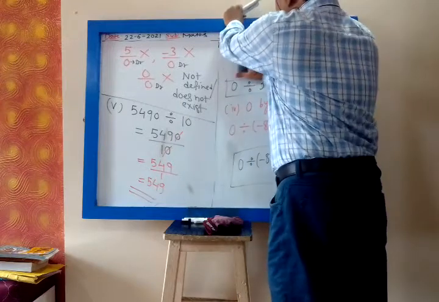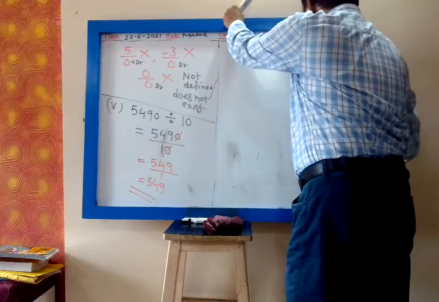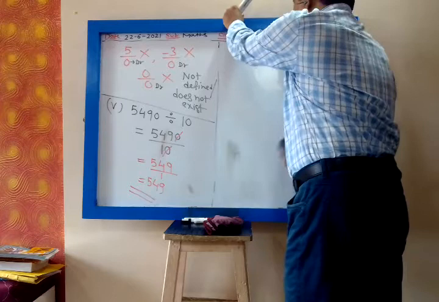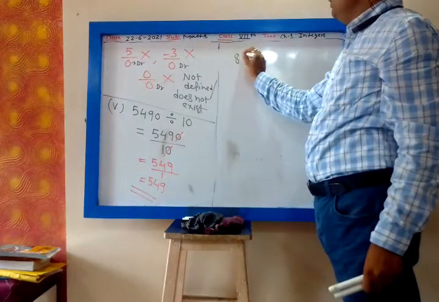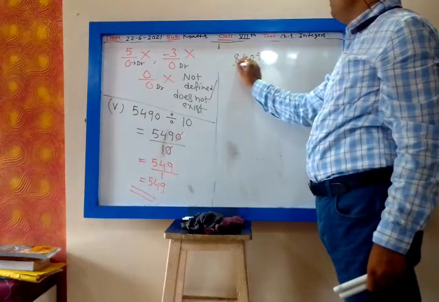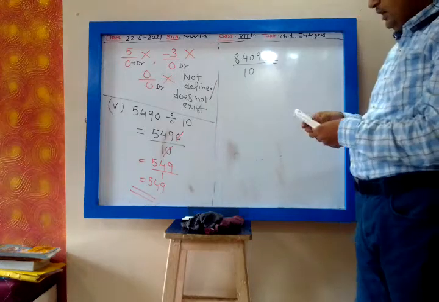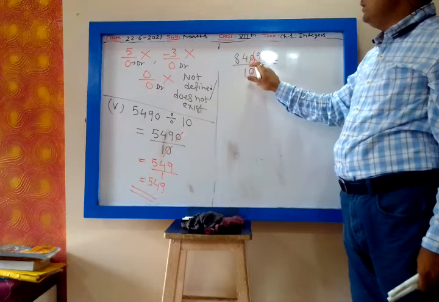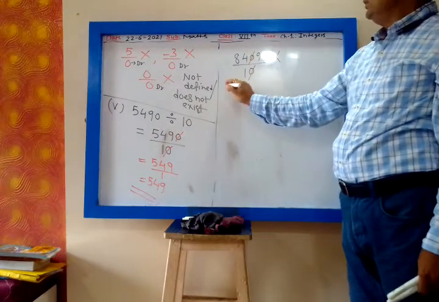So you can cancel 0 only when 0 is the last digit, my dear. If 0 is not the last digit, you cannot cancel. For example, 8409 upon 10. Can you cancel this 0? You cannot cancel this 0 with this 0 because 0 is not the last digit. So this is not allowed.